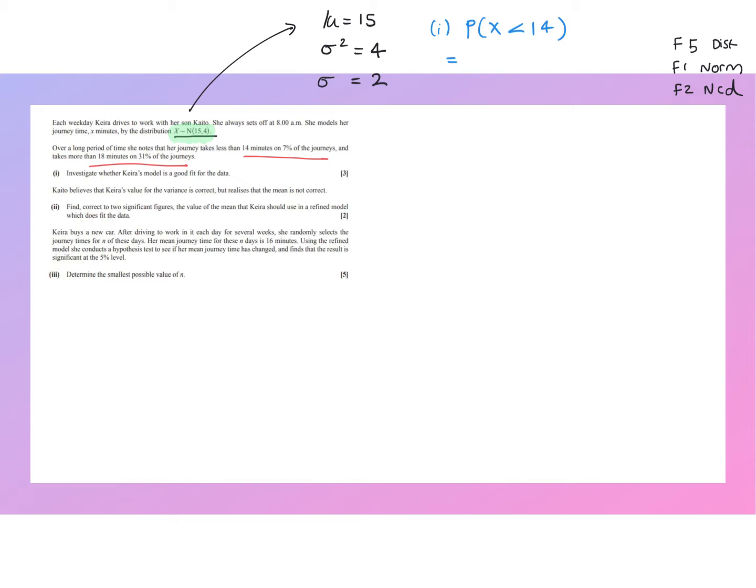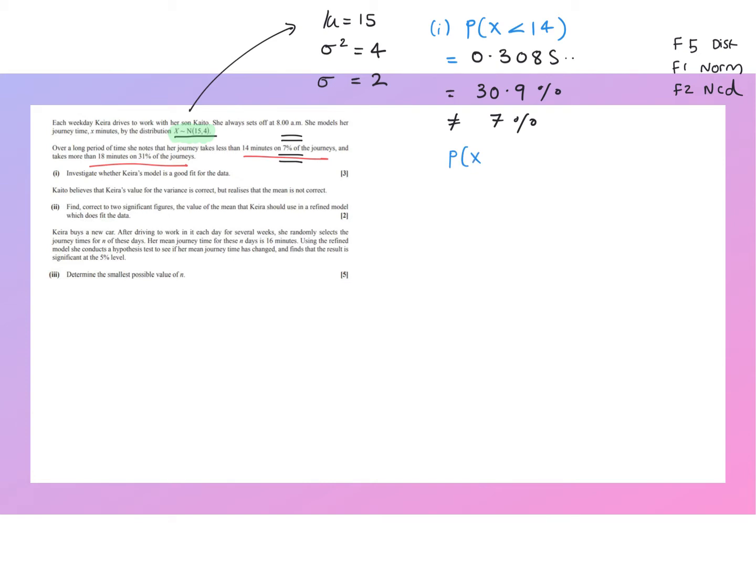The upper value is 14, so we're essentially working out the probability of X being between minus 200 and 14, which comes out to the same value on the calculator as X being less than 14. Sigma is 2 and mu is 15. Make sure you enter the values accurately. This gives me a probability of 0.3085, or 30.9% as a percentage, which is not close to 7%, the percentage of journeys that take less than 14 minutes. So this is already suggesting that this isn't a good model.